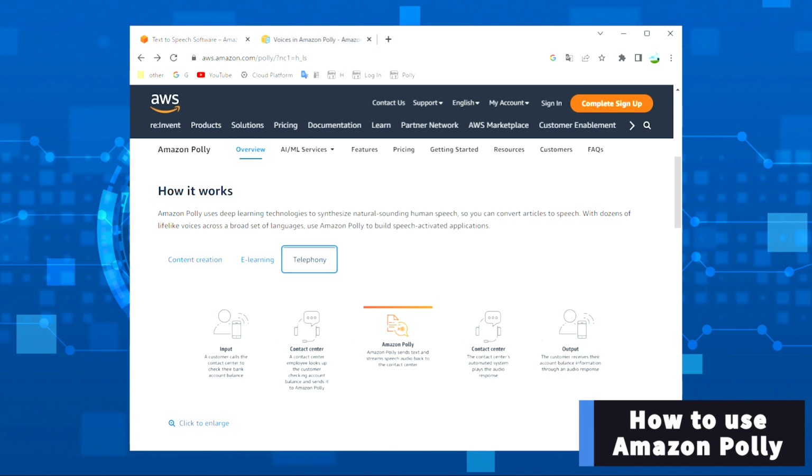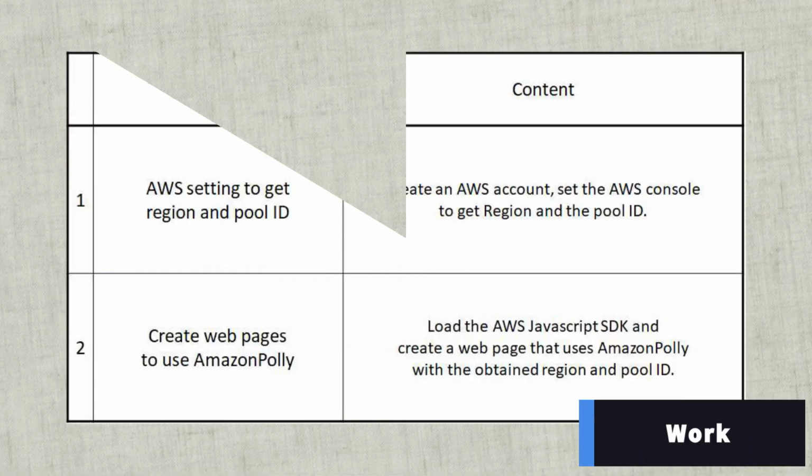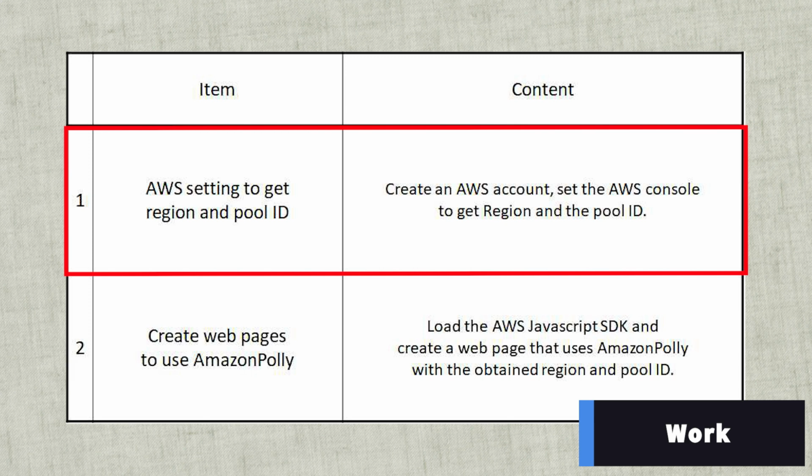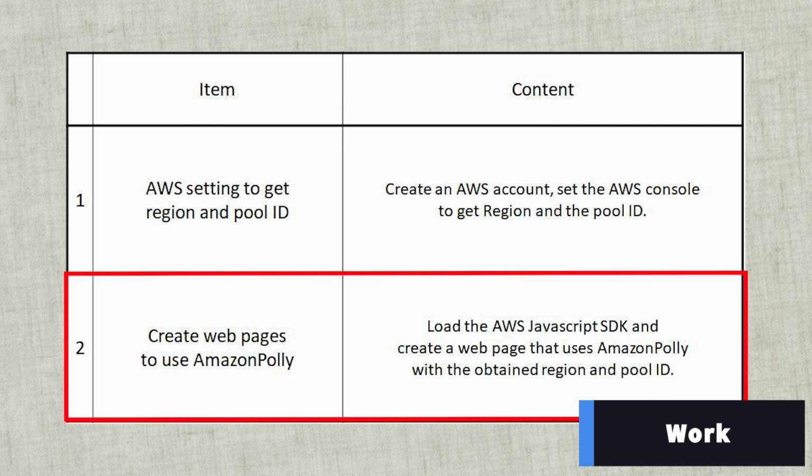Let's see how to set it up and use it. There are two major things to do. One is AWS configuration to get the region and pool ID, and the other is to create a web page to use Amazon Polly.